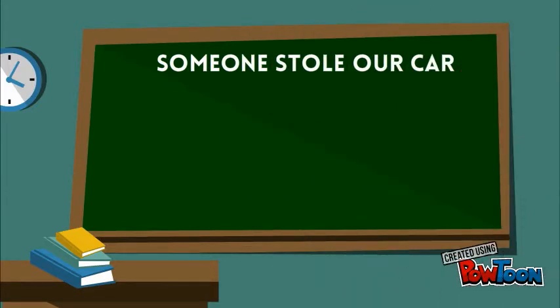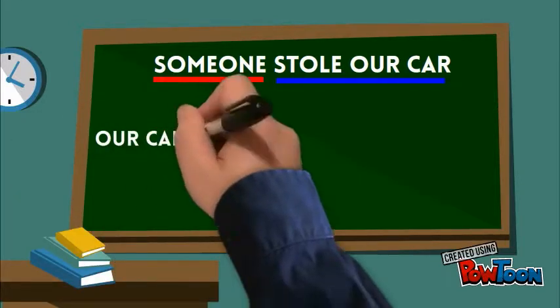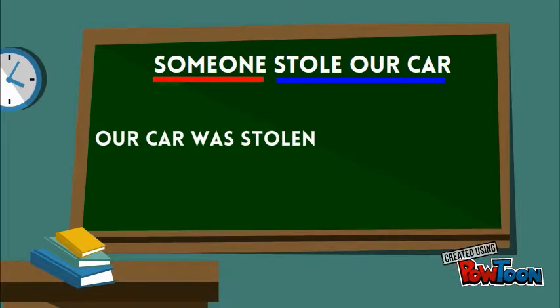Someone stole our car. This sentence is written in an active voice because you have a subject, someone, who did something, stole a car. If we were to rewrite the sentence using the passive voice, it would look like this. Our car was stolen. In this sentence, there isn't a subject, just an action. It tells us what happened, but not who did it.